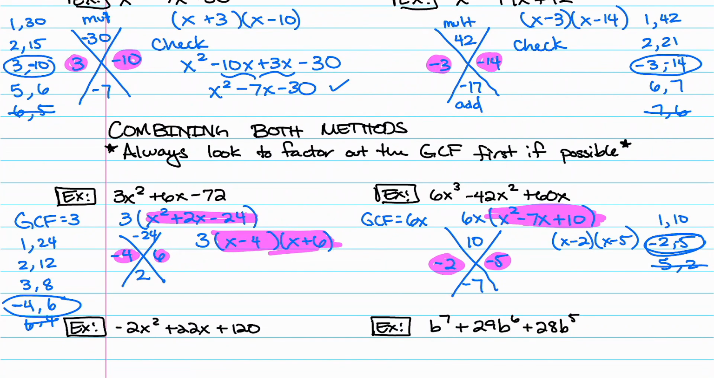And don't forget that you need to bring down this 6x right here. It does not go away. So I'm going to bring that down, bring it to the front. Kind of ignored it for a second, but you got to bring it back. So my final answer is 6x times parentheses x minus 2, times parentheses x minus 5.